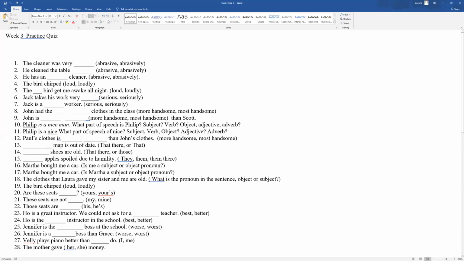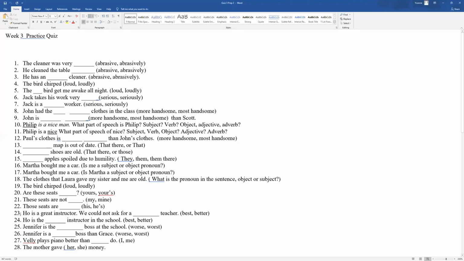"These seats are not mine." We don't use "my." "My" is a possessive determiner; we use the possessive pronoun, "mine." "Those seats are his" or "he's." "He's" stands for "he is," so obviously that's the wrong response. The answer is "his," because "his" is the possessive pronoun. Another clue is that the word "he" is usually at the beginning of the sentence, before the verb, because it's a subject pronoun.